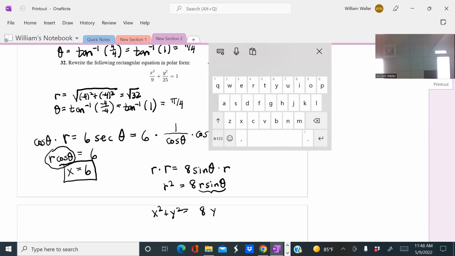Here it is in rectangular. So that did have a little trick there. You had to multiply both sides by r. The only reason I thought to do that is I wanted to have r sine theta so I could get y. And then I lucked out because when I multiplied the left-hand side by r, I got r squared, which I could also easily convert to rectangular.